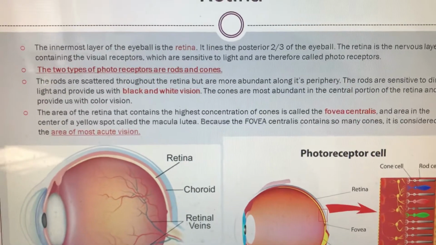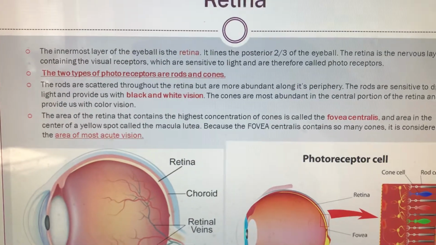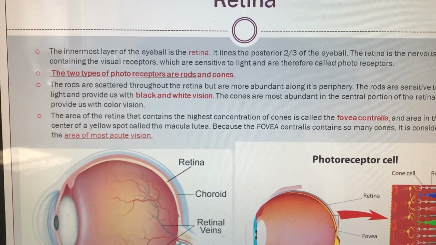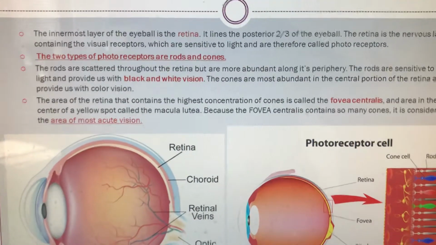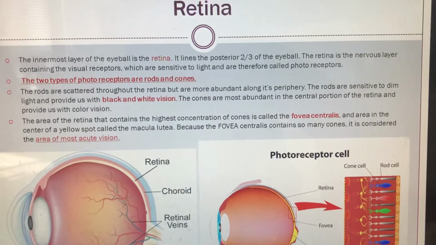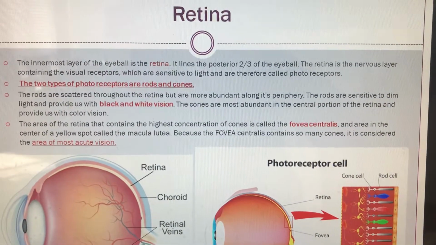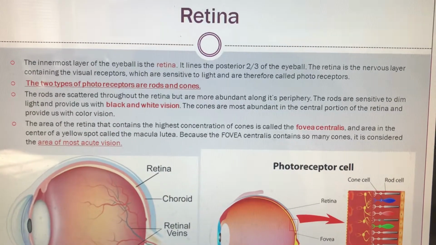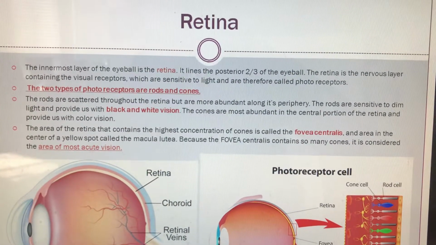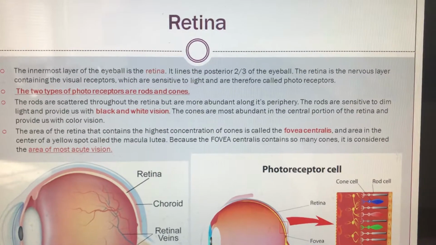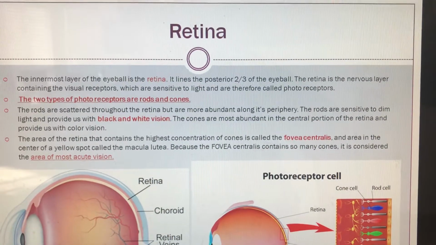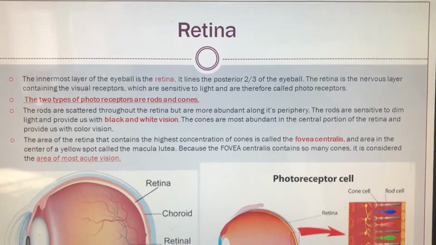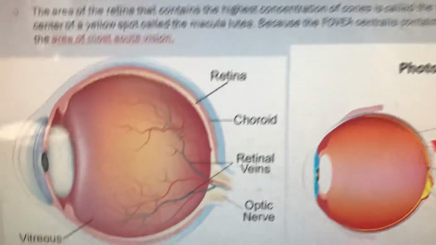So the cones are most abundant in the central portion of the retina, and they provide us with color vision. So your rods, again, that's for black and white vision, and the cones are going to give us color. So you can remember C for cones and C for color. The area of the retina that contains the highest concentrations of cones is the fovea centralis, an area in the center of a yellow spot called the macula lutea. Because the fovea centralis contains so many cones, which is your color, remember, it is considered the area of most acute vision.